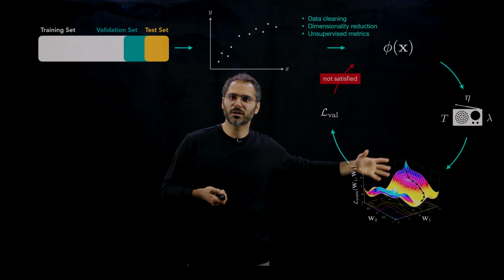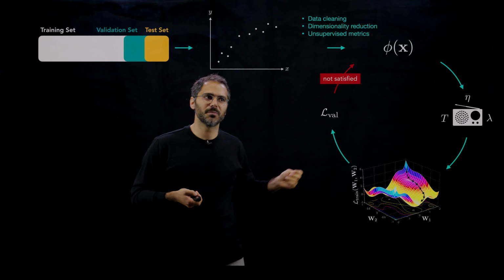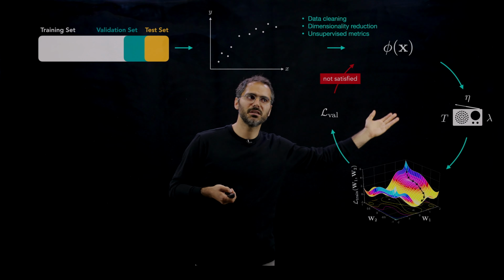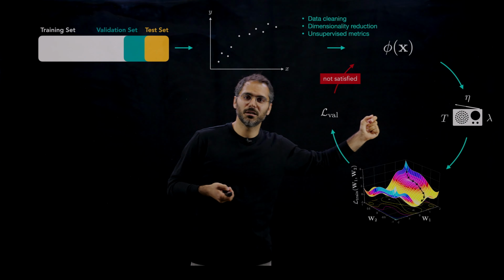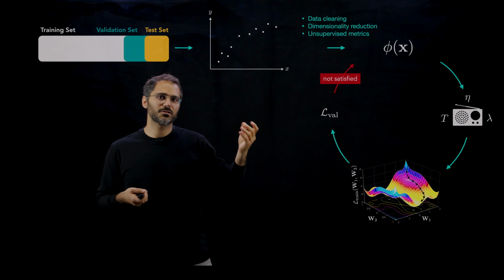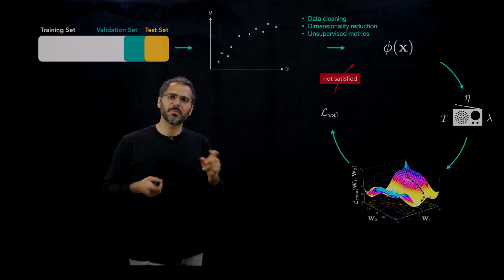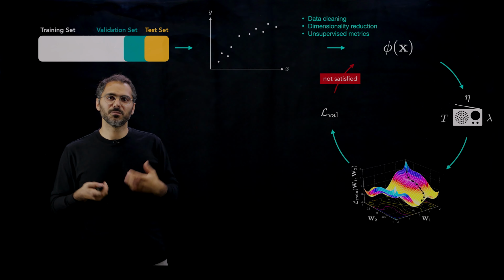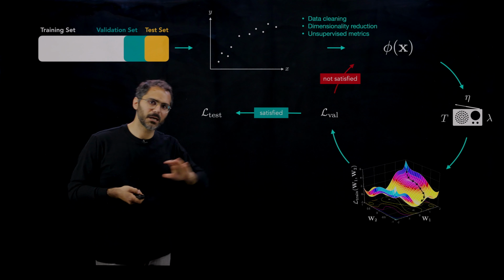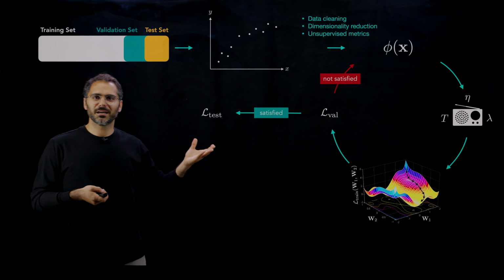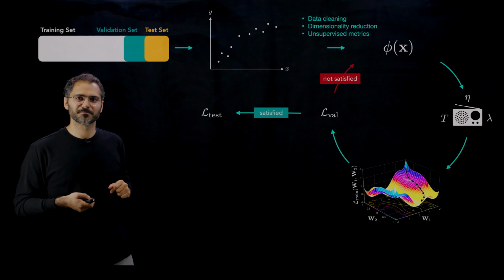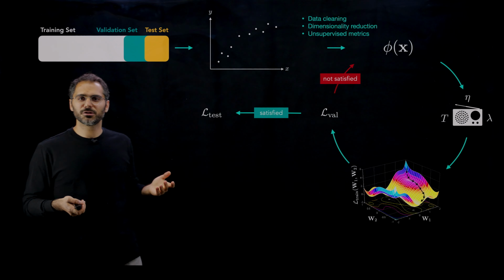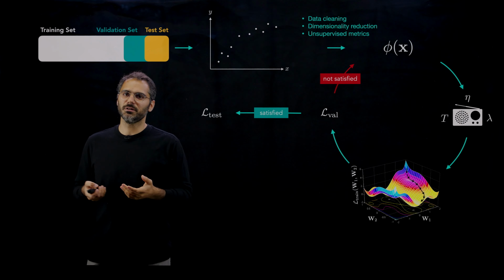And in this loop, you can do your hyperparameter optimization by changing your hyperparameters t, eta, and lambda, and of course, the number of hidden layers. There are so many knobs in deep learning that you can change that can improve your model. And once you're done, you come back and you test it on your test set. So this is the general idea of deep learning.